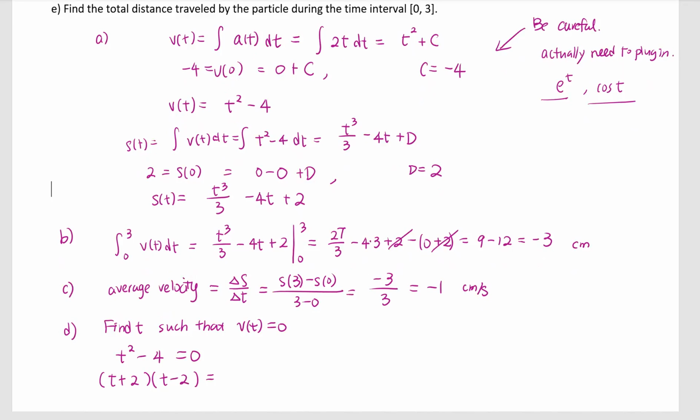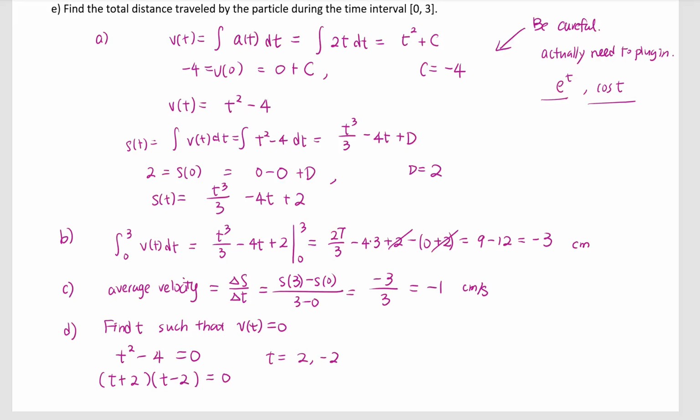I know you can move the 4 over and take the square root, but in general, if I give you a quadratic function, equation, or polynomial equation, how do you solve it? You also need to move all the terms to the left-hand side and factor it. And then this will give us t equals 2 or minus 2.